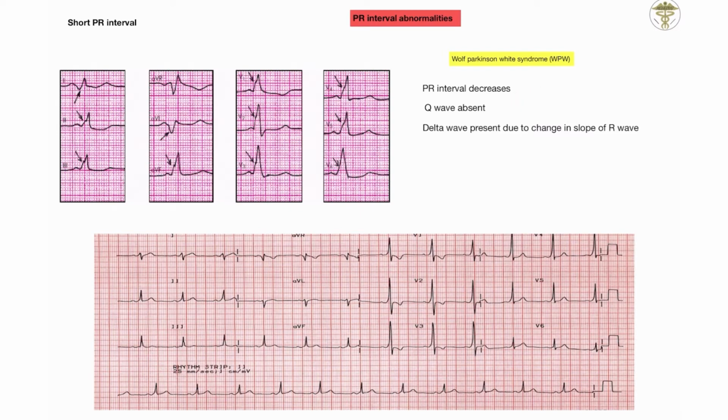I will explain by the diagram. Here you will see this is the normal ECG. But in case of Wolff-Parkinson-White syndrome, you will see an inclination of the R wave, a change in the slope of the R wave. This slope you will also see in the ECG of the patient with Wolff-Parkinson-White syndrome. This slope appearance is called a delta wave. This occurs in the WPW syndrome.